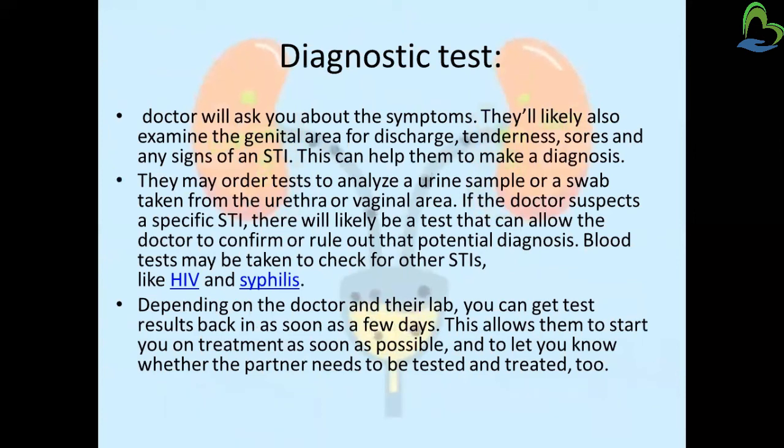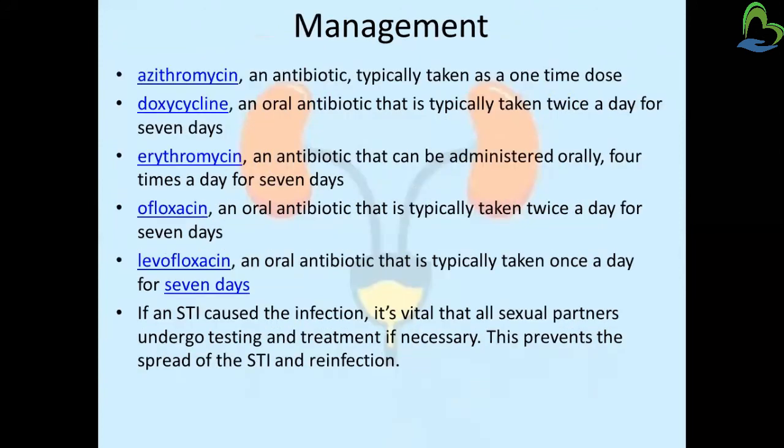Then the diagnostic test. Doctors will ask the patient about the symptoms. They will likely also examine the genital area for discharge, tenderness, sores, and signs of STIs. That can be helpful for making a diagnosis. Then they may order a test, an anal swab and blood tests, in that HIV and syphilis. Depending on the doctor and their lab, they can get the test results back in as soon as a few days. This allows them to start the treatment as soon as possible.